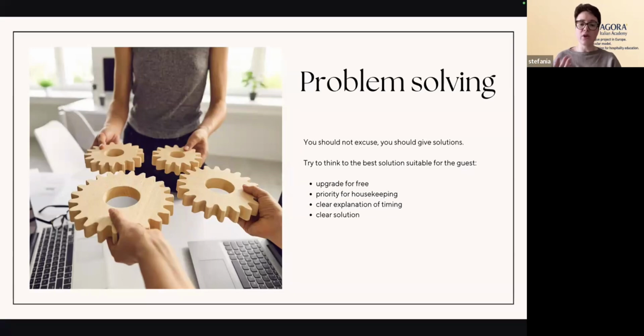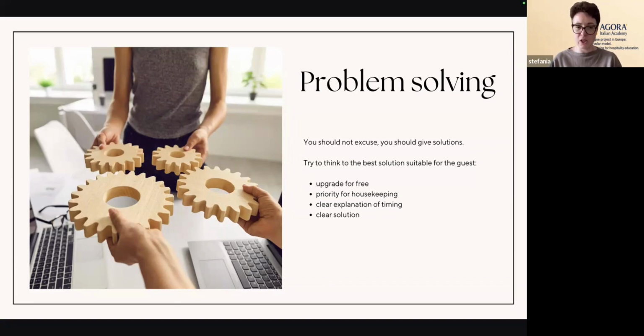To give priority to housekeeping. Maybe if there is availability and the guest is arriving at 10 a.m., we try to see if the room could be cleaned early, or give a clear explanation of timing. So maybe it's just enough to be clear in the communication. You see that every concept is linked to the other. Or give a clear solution.